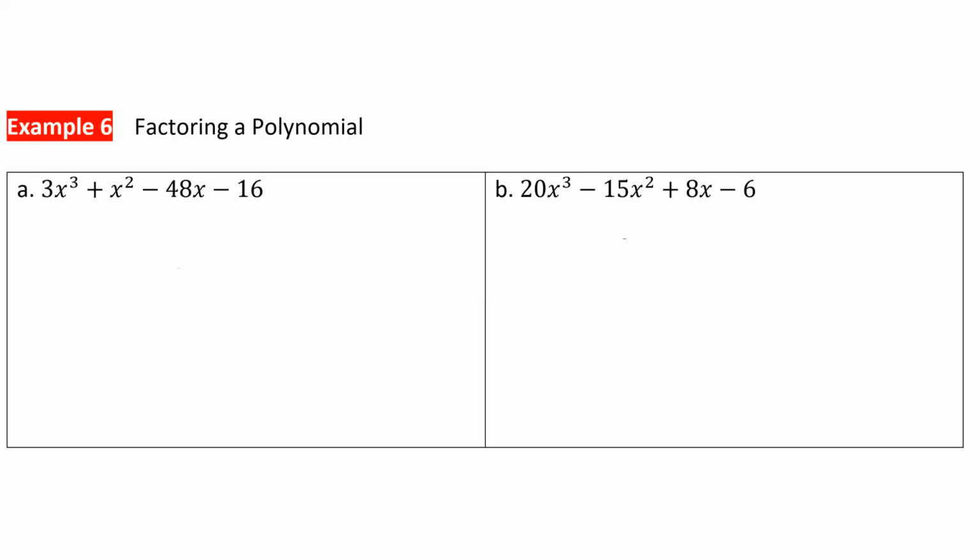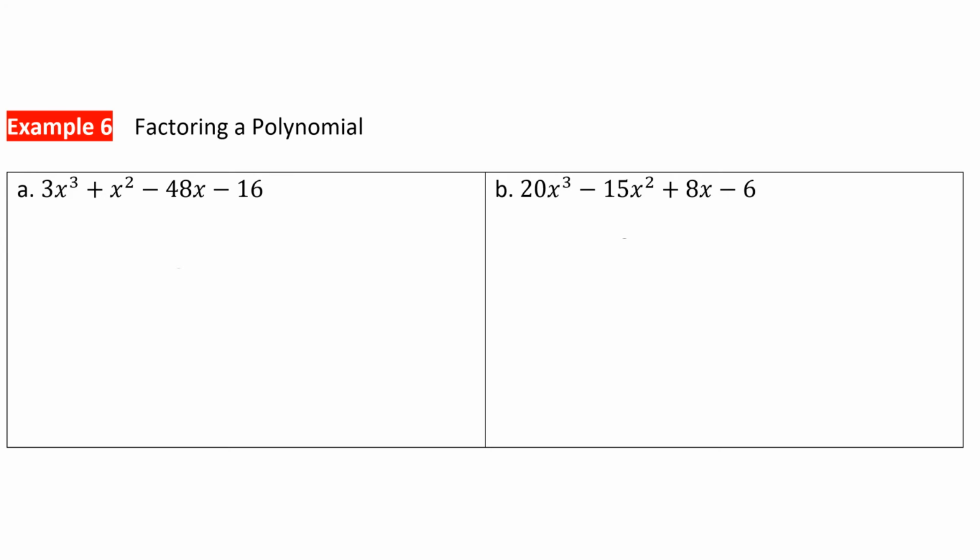In example 6, can we factor a polynomial? And maybe to say that better, can we factor a polynomial further? Both of these examples have 4 terms, and it doesn't look like we can pull a greatest common factor out of anything. So we're tempted to think that grouping might be a good method.